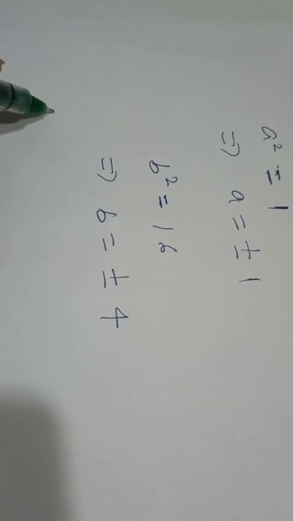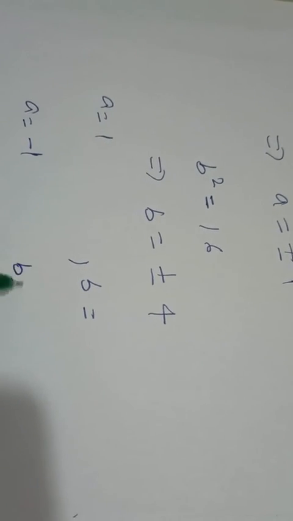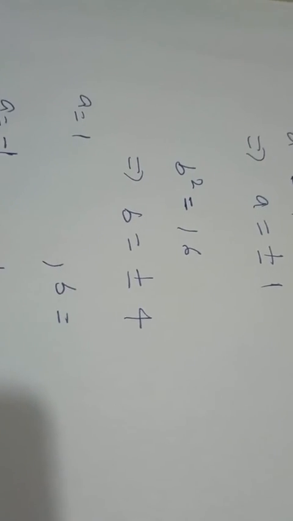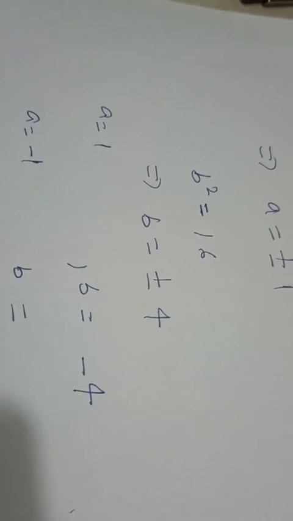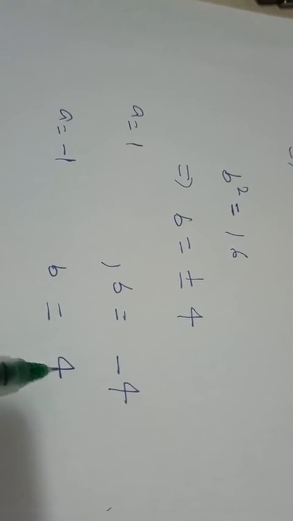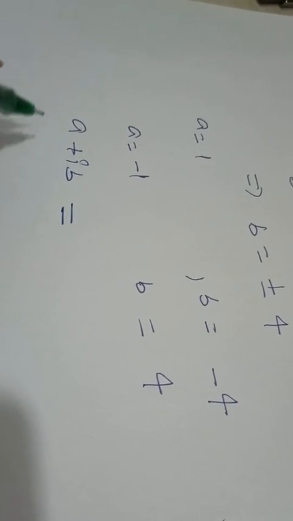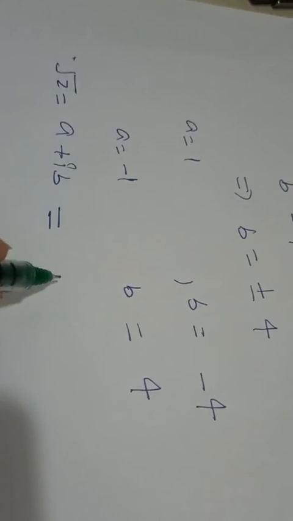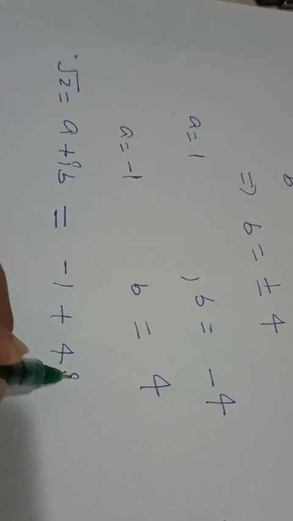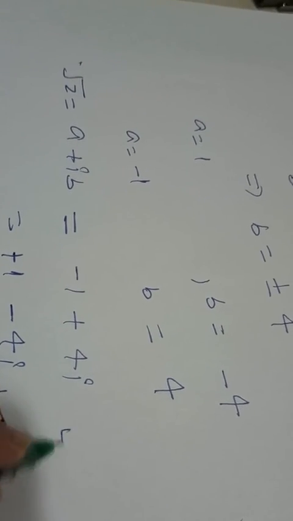So now if a is 1, what should be b? If a is minus 1, what should be b? That depends upon the product. Again the product is negative, so if a is positive you will take the value of b as negative, so minus 4. If a is negative we need to take the positive value of b, so we get a plus iota b as the square root of z. So the square root of z is, a is 1, b is minus 4, so 1 minus 4 iota, or the second value is minus 1 plus 4 iota. So these are the four required answers.